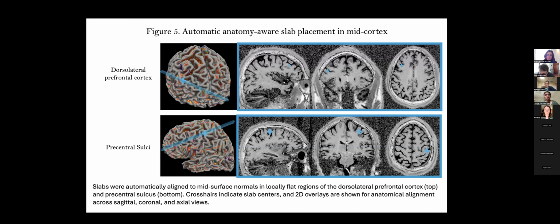And that's it. We wanted to show these two applications where we are able to place a slab or a slice in a given ROI, or perform these flat region analyses for high resolution vessels.